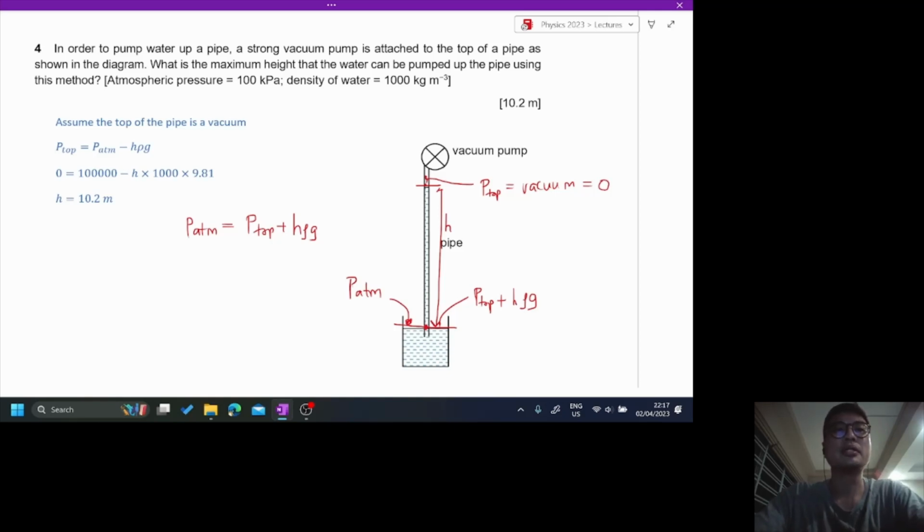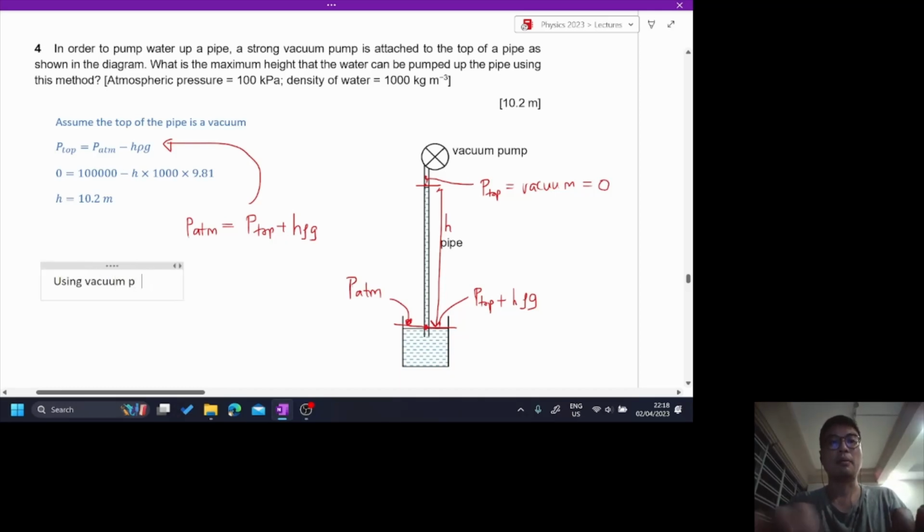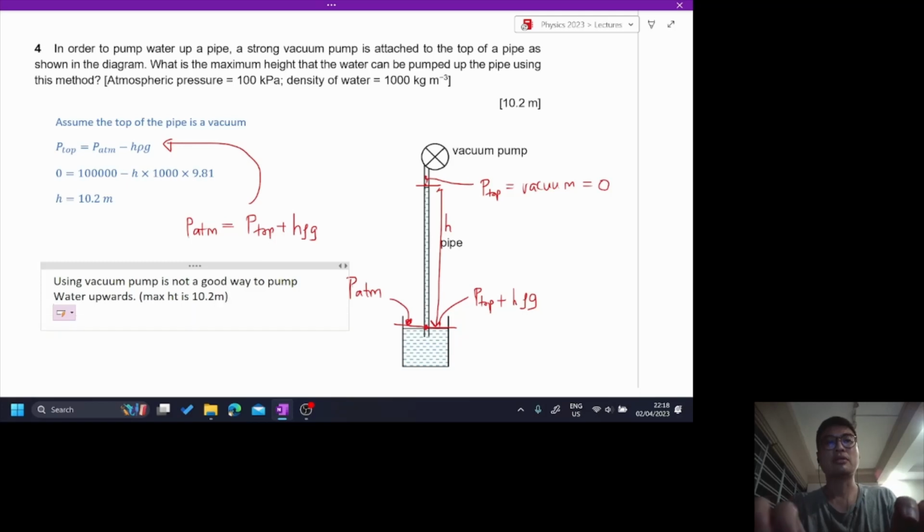Okay, and now rearranging the formula, we get the pressure at the top is atmospheric pressure minus h rho g. Then we can fill in all the details to get h is 10.2 meters. So we realize that using a vacuum pump is not a good way to pump water upwards. How come? Because the maximum height is 10.2 meters, which is not even 3 stories tall.